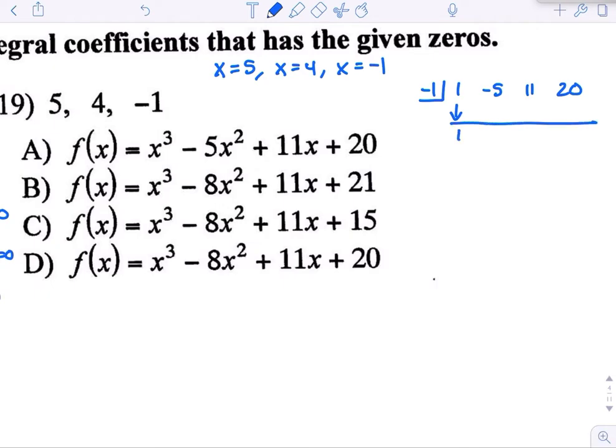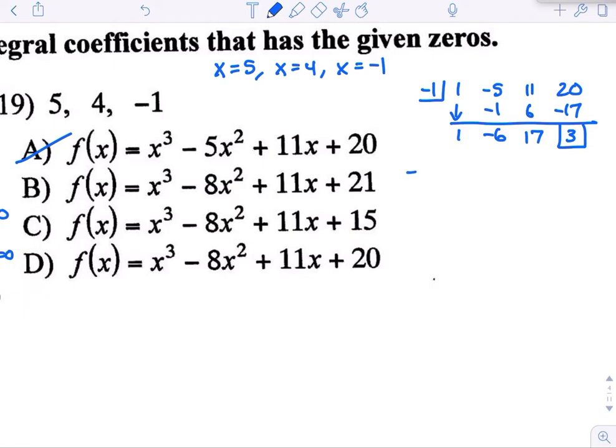Negative 1 times 1, negative 1. Negative 5 times negative 1, negative 6. Negative 6 times negative 1, 6. That add to the 17. That times each other, negative 17. Well, this does not give me a remainder of 0, which automatically means that one cannot be a choice because negative 1 isn't a 0 for it.